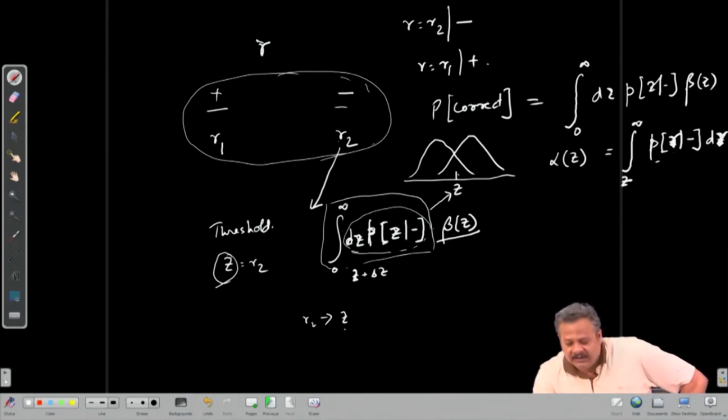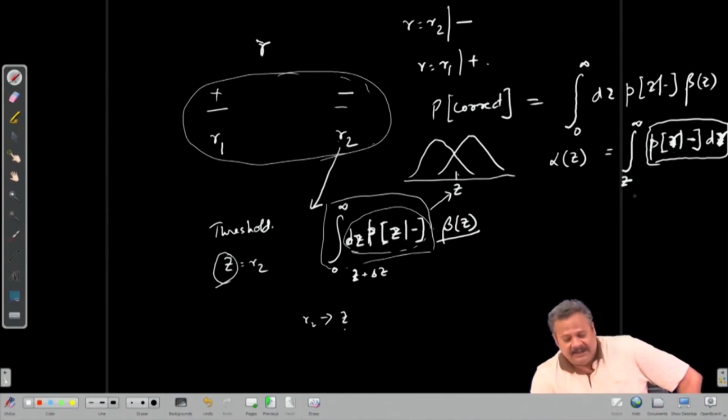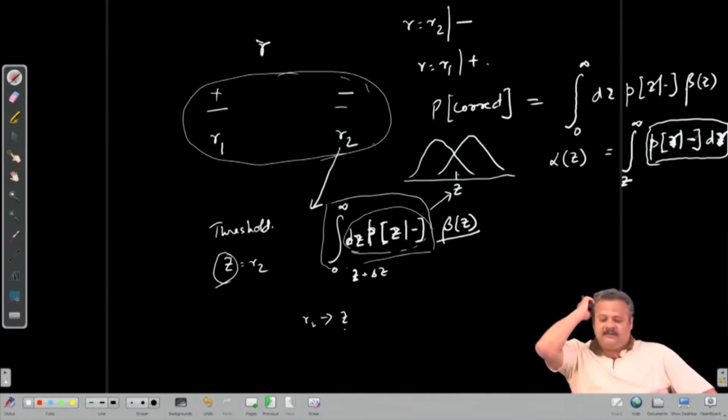So, this is the probability of observing a particular rate given a minus stimulus, and we are setting this r to be the z. So now what we are saying is that we will say it is a positive stimulus when the rate is varying from z to infinity, that is, we are above that rate given a minus stimulus. This is our false alarm, that is alpha z.